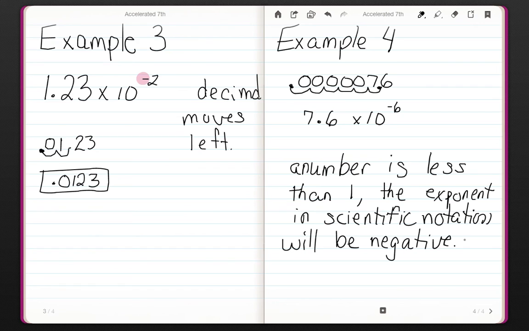Okay, that's it for the examples. Please go and do the 4 quick checks and then complete your check your understanding, and we'll go over those first thing in the morning. Have a great afternoon.